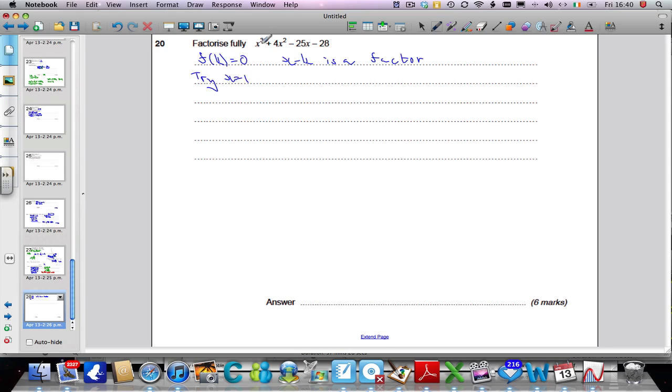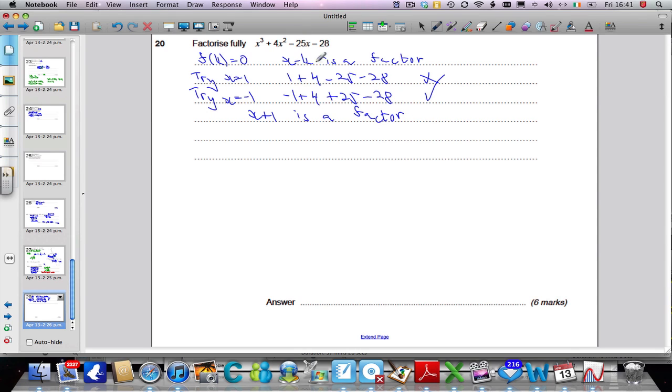x equal to 1. So we get 1 cubed is 1 plus 4 times 1 squared, which is 4, take away 25, take away 28. That doesn't work. That doesn't give me an answer 0. Let's try x equal to minus 1. Minus 1 cubed is minus 1 plus 4 plus 25, take away 28. Minus 1 plus 4 is plus 3, and 25 is 28. 28 take away 28 is 0, so that works. So x equals minus 1 works. That means x plus 1 is a factor.